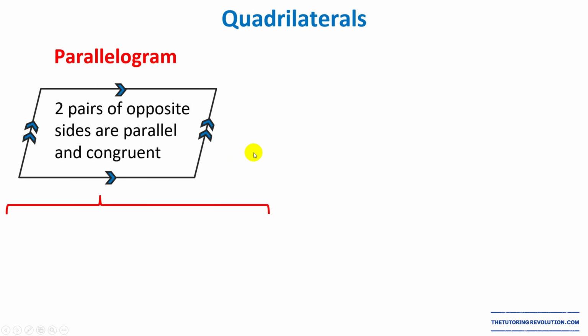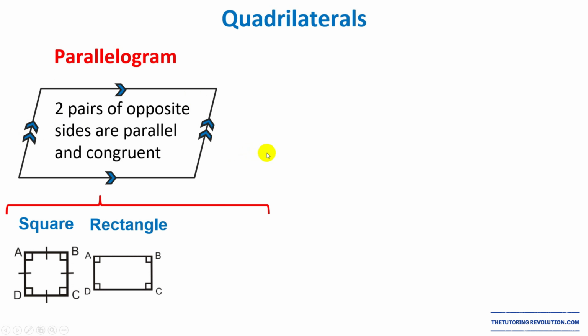There are three types of parallelograms: squares, rectangles, and rhombuses.